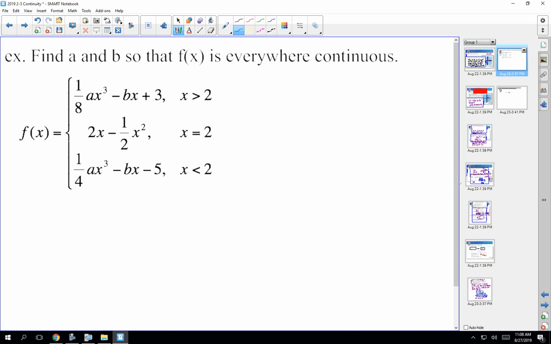So we got f of x equals 1/8 ax cubed minus bx plus 3. So we've got this cubic, got this parabola, and we've got another cubic here.